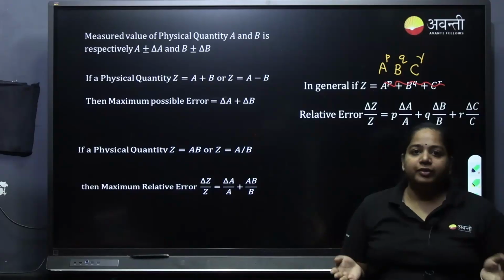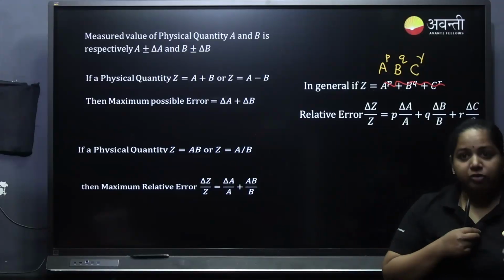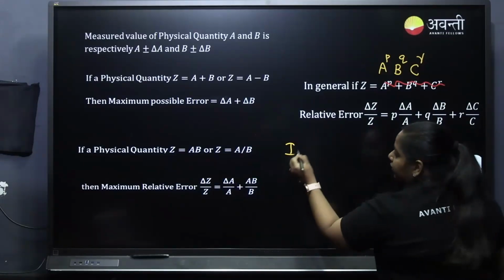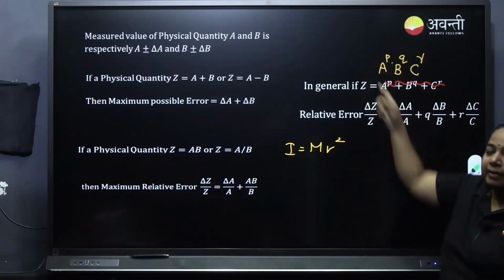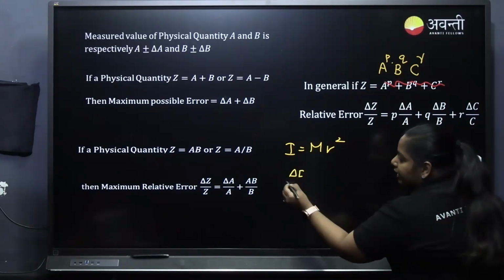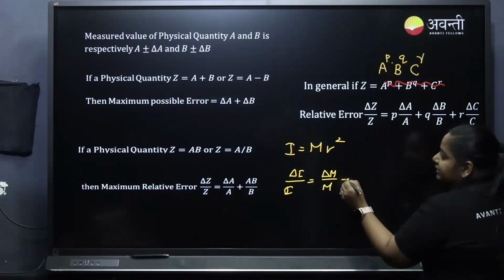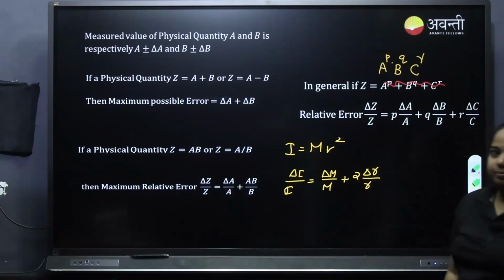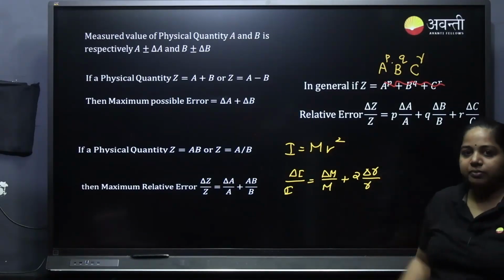For example, moment of inertia, that is I equal to m r square. Then r is having power, right? So delta I by I will be equal to delta m by m plus this power will be multiplied, that is 2 into delta r by r. This is the meaning of this power rule. Is that clear for all? Please note down this example if you want.